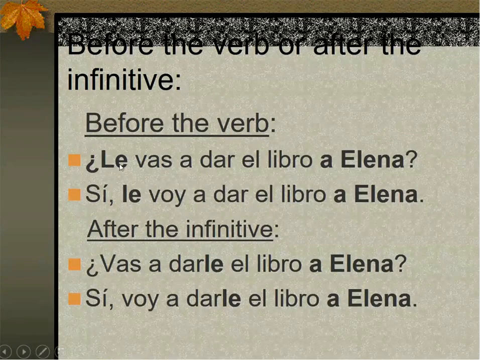So I chose to put le here before the conjugated verb. So I say, sí, le voy a dar el libro a Elena. Or I can say, sí, voy a darle. So here I decided to attach the indirect object to the verb in the infinitive, forming one word, el libro a Elena. But again, I would ask you to use it before the conjugated verb so you don't get confused and you keep just one rule in your mind, before the conjugated verb. Okay? But both are correct.